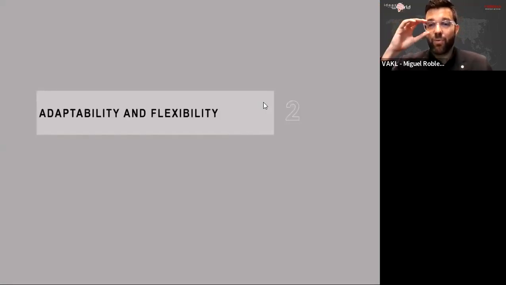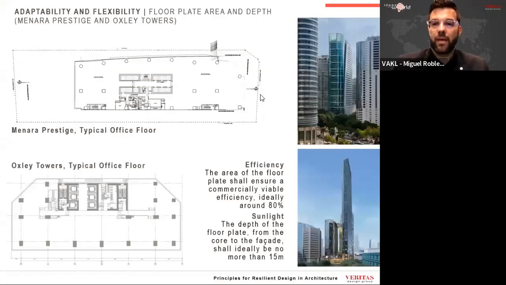The second principle for resilient design is adaptability and flexibility. And this talks about buildings' ability to respond to the local context and to accommodate to changing environmental and social conditions and needs, but also about the ability of a building to be retrofitted and repurposed.